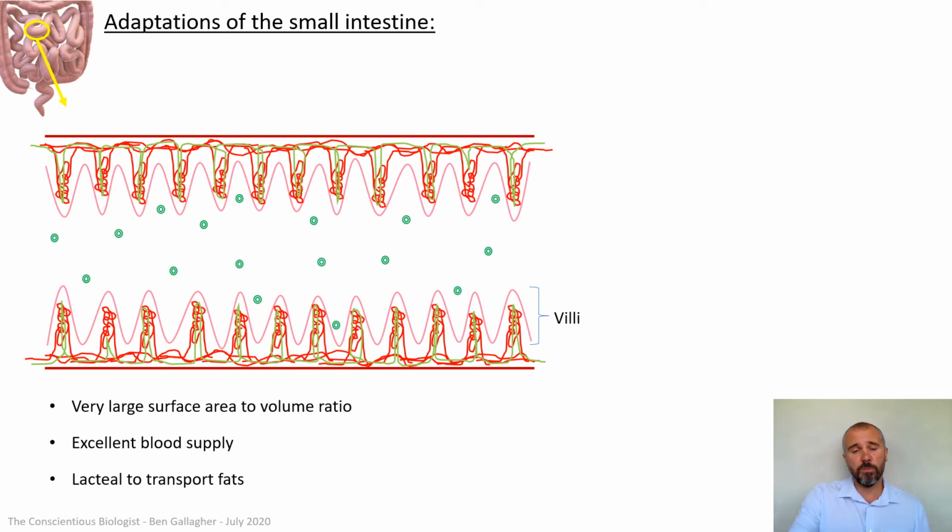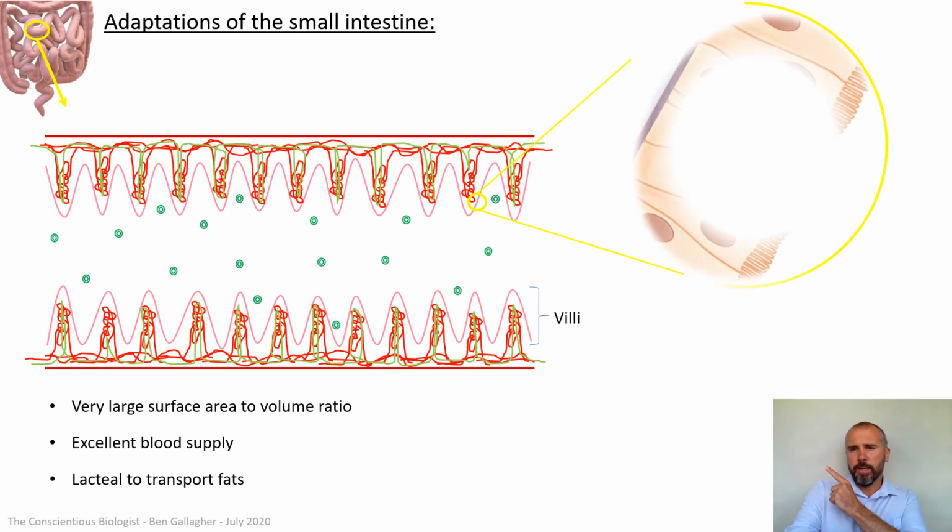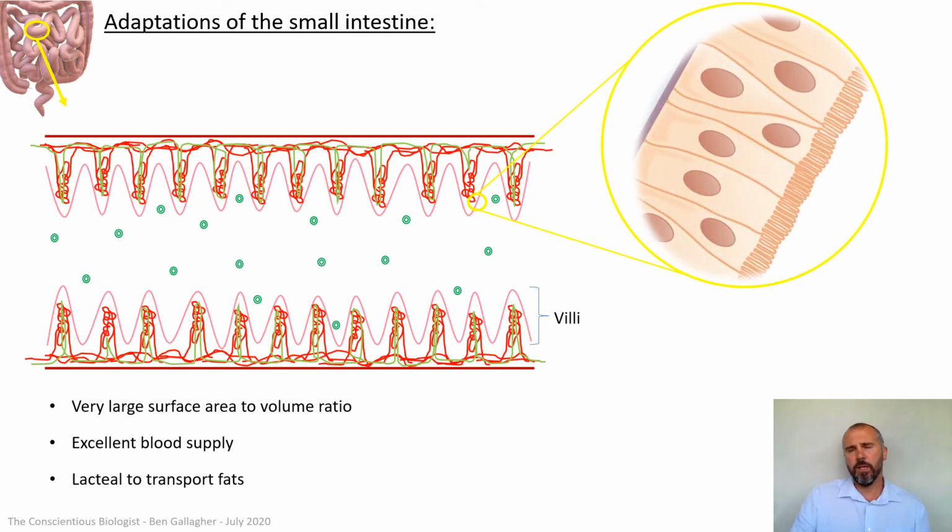But it doesn't stop there. What I'm going to do now, I'm going to enlarge a little circle. If you look where that yellow circle has just appeared, I'm going to expand that out to here to really zoom in onto what cells are in the wall of the small intestine. And it's these ciliated epithelial cells that you've probably come across before.